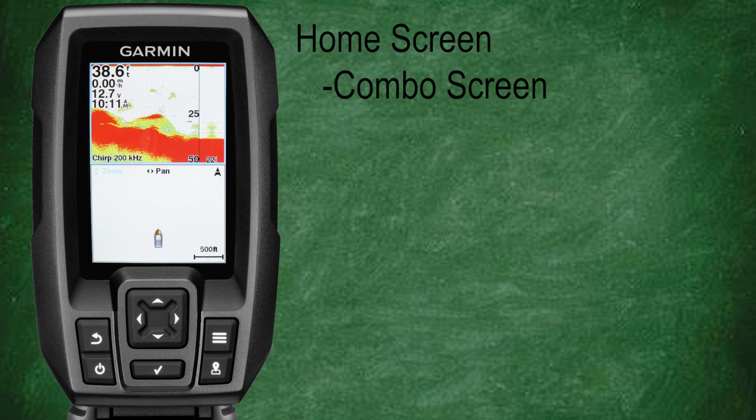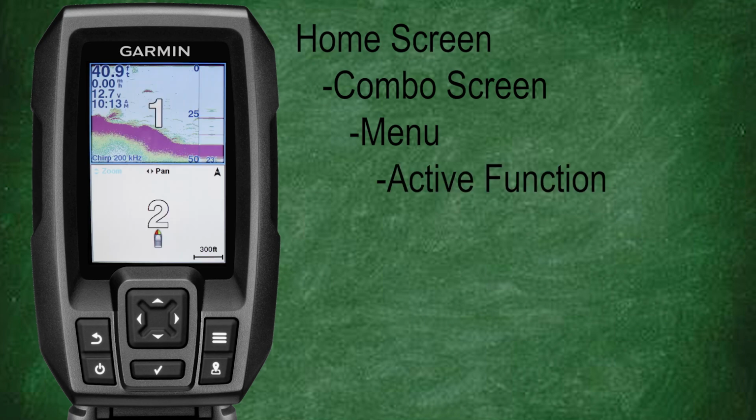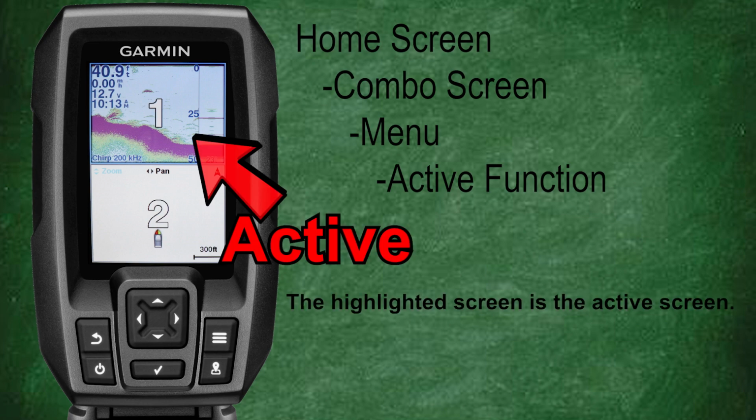Now press the menu button to bring up available menu options for our combo screen. First, we're going to look at how to change the active function, which will allow you to change which screen is the active screen, either number 1 or number 2. The screen you have highlighted will determine which screen you selected to be the active screen. In this case, number 1 is highlighted and our sonar screen is going to be our active screen.